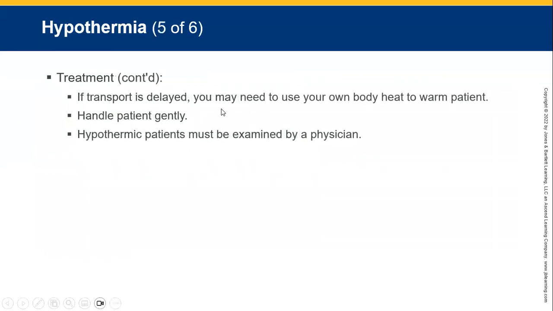All right, if transport is delayed, you may need to use your body temperature to warm the patient. Always handle the patient gently. Hypothermic patients must be examined by a physician.